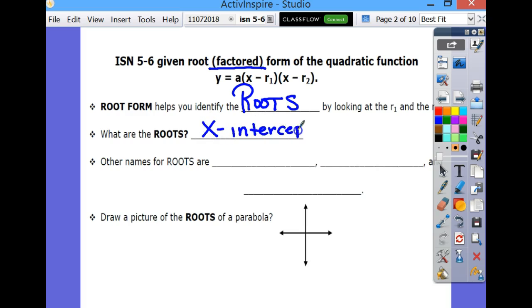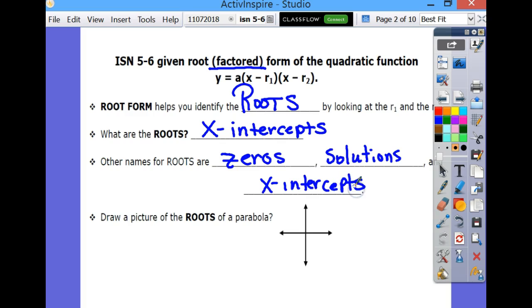The roots are the x-intercepts. The x-intercepts are on the x-axis. And what is another name for roots? Okay, zeros, what else? Heard somebody? X-intercepts. And I'm going to show you in a minute why they're called zeros, why you could call them solutions.